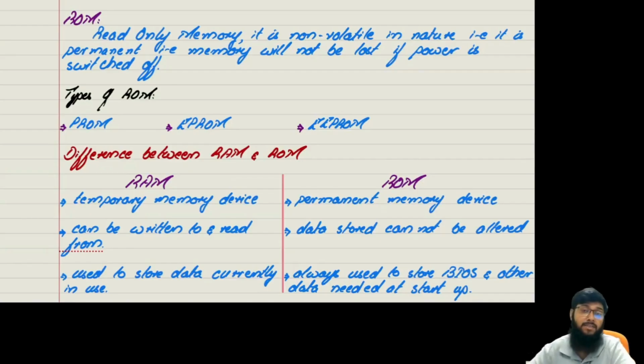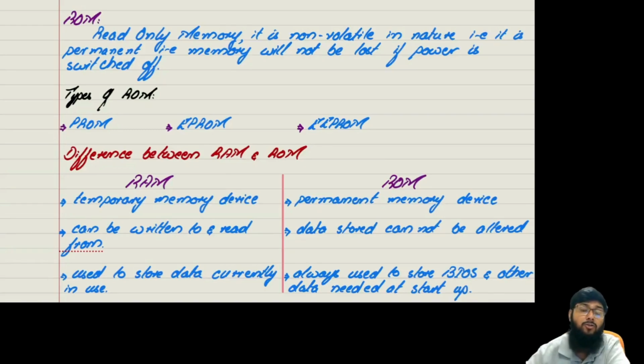In the last class, we just discussed the types of memory and we discussed RAM. That was a part of the primary memory. We discussed that it's volatile in nature, that means temporary, and anything that you are going to store over there will be lost as soon as you shut down the power.